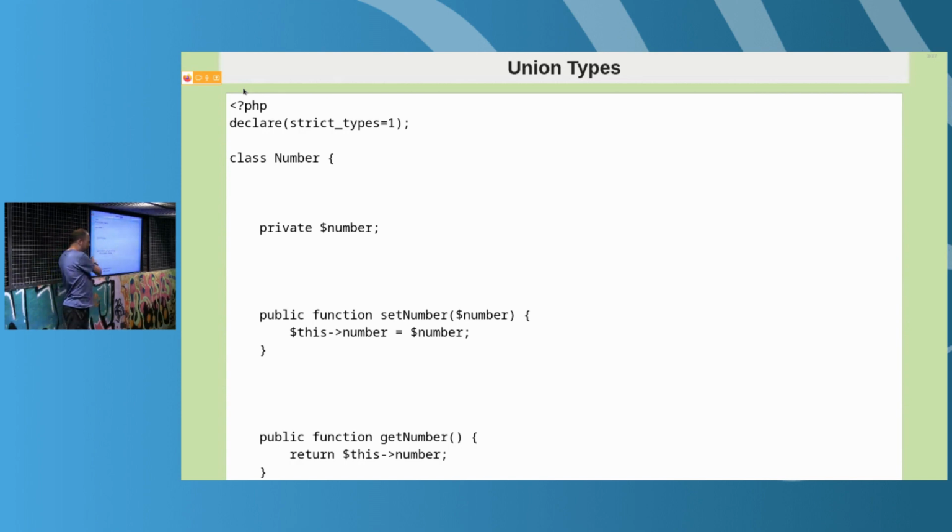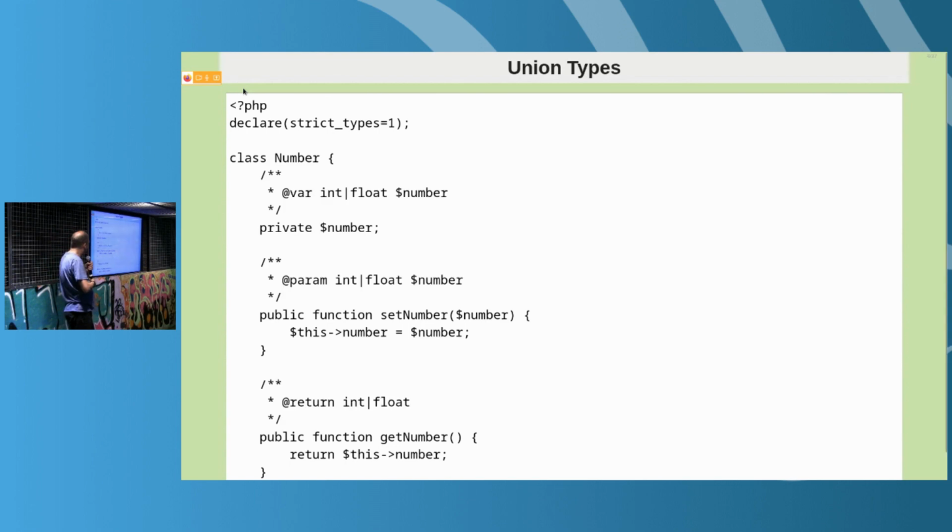So before PHP 8.0, if you ever wanted a class where you needed to accept integers and floating point numbers as numbers, for example. Quite a common thing to do, right? How would you do that? How can you tell PHP that these numbers need to be integers and floats? I mean, you can't, right? What do you do? You use doc blocks.